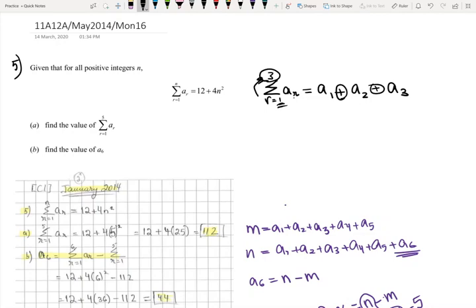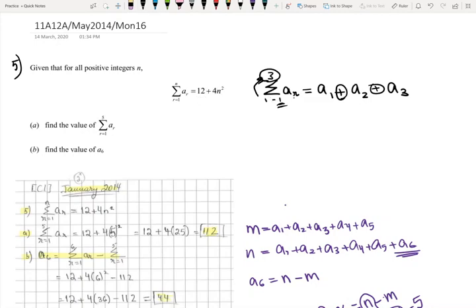Now in this question they already gave you the expression of the summation. Therefore, if you're going to find the value of the summation of a_r, where r is equal to 1 till 5, you directly replace this n by 5, and after you replace it, you calculate and find the answer, because it's already given to you as an expression.